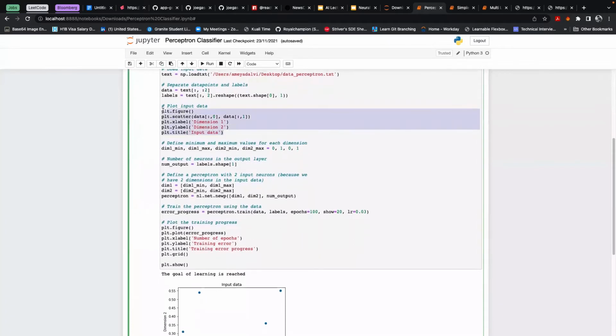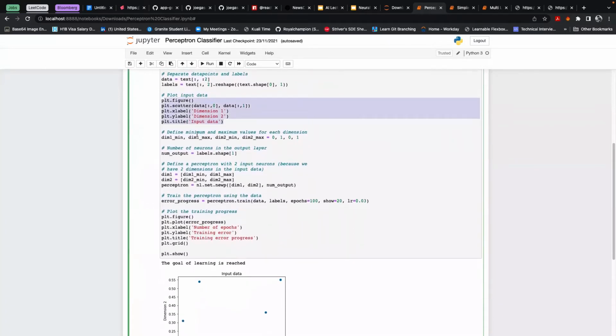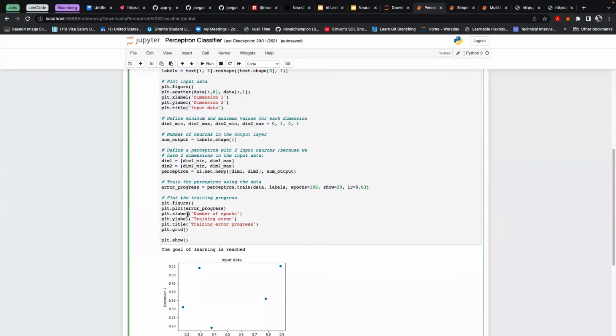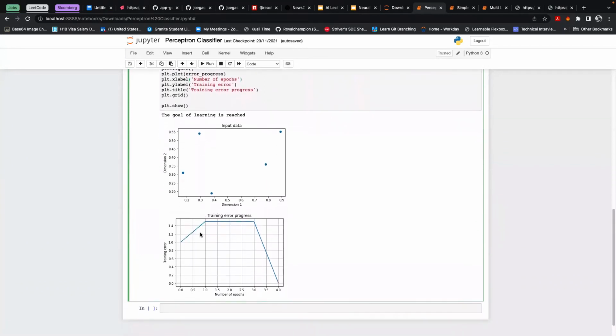Then we plot these data points, and then we define the maximum and minimum values that each dimension can take. Now, since the data is separated into two classes, we just need one bit to represent the output. So the output layer will contain a single neuron. We have a data set where the data points are two-dimensional. Let's define a perceptron with two input neurons where we assign one neuron for each dimension. Then we train the perceptron with the training data. And finally, we plot the training progress using the error metric. And this is the output.